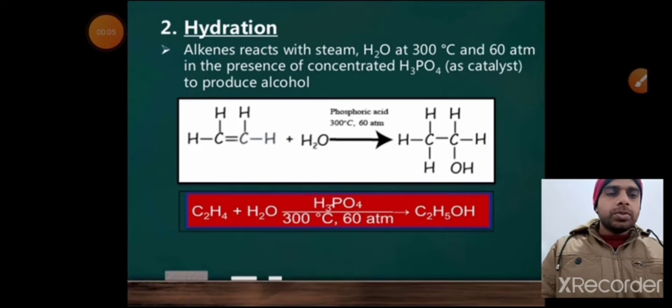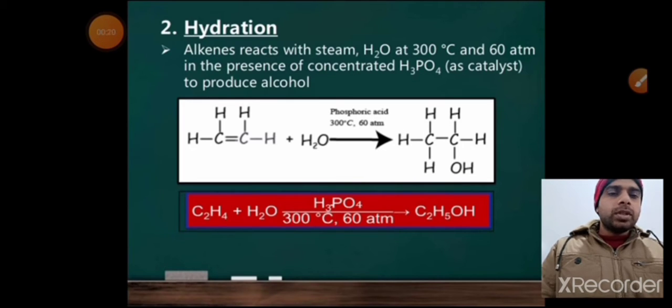Okay, so this is a video of class 11, and in this video we are going to talk about the chemical properties of alkenes. And in the very first slide you can see that we are going to talk about hydration. Hydration means addition of water, but this would be in the gaseous state.